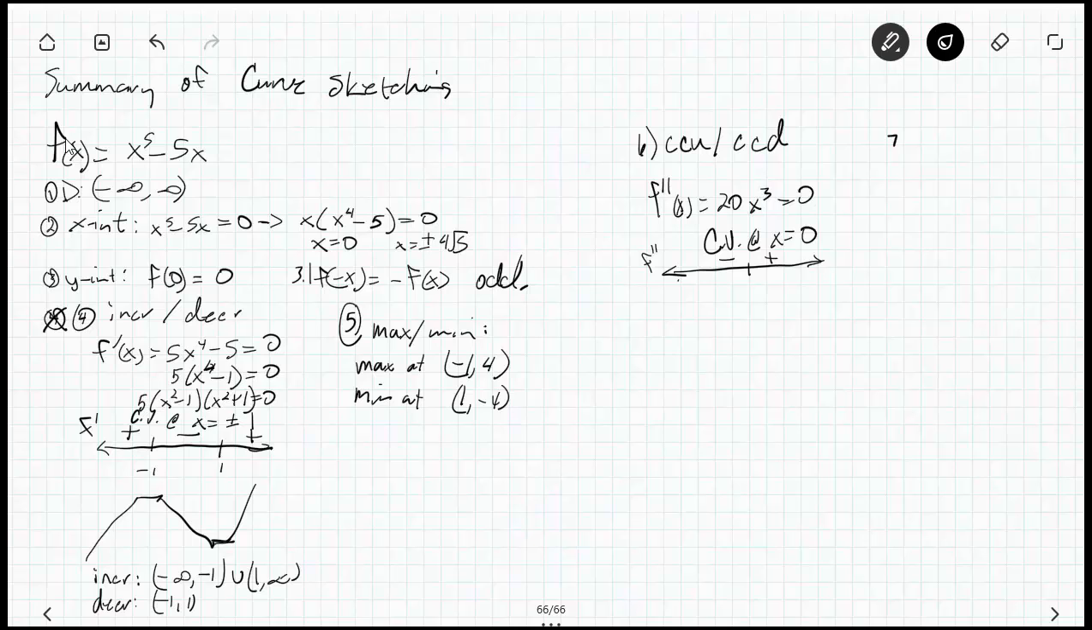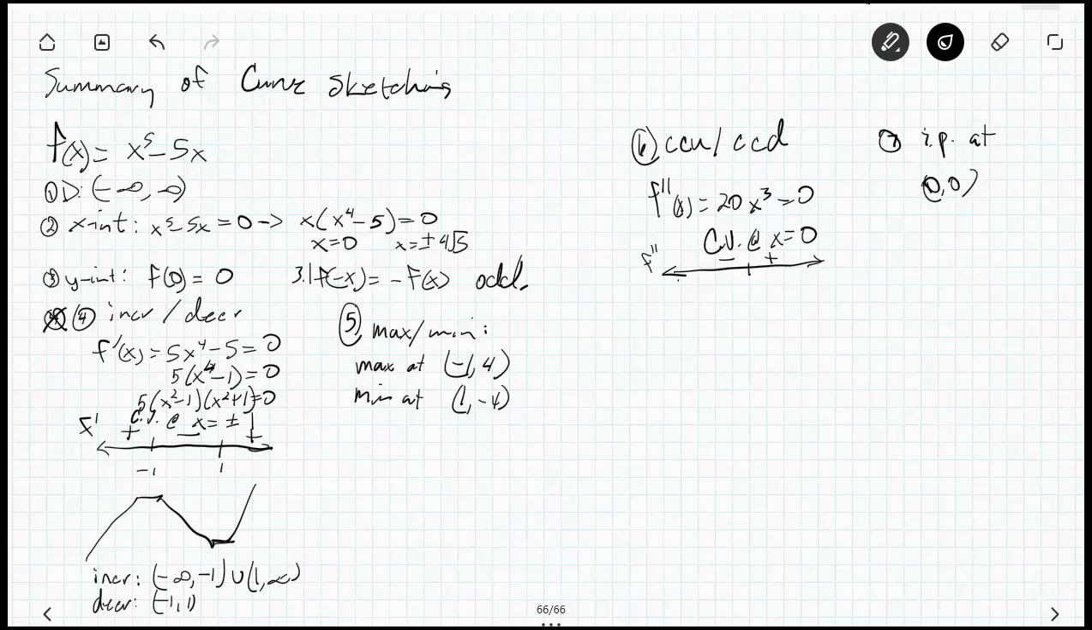And then last but not least, how about inflection point? Well, first and foremost, does concavity change? Yes, concavity changes. Where does it change? It changes at x equals 0. Does x equals 0 live on this continuous function over here? Yes, indeed it does. So I know I have an inflection point at 0, comma 0.